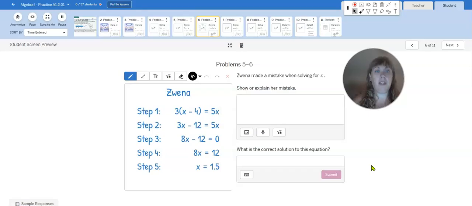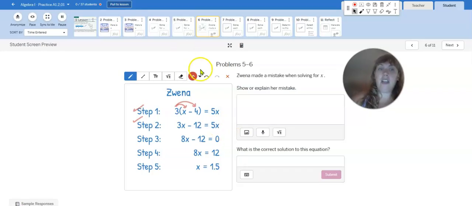Zuina made a mistake when solving for x. We're going to show or explain her mistake. So let's take a look. Step 1, we have 3 times x minus 4 equals 5x. So the first thing that it looks like they did was distribute this 3. 3 times x gets us that 3x. 3 times negative 4 gets us negative 12. And it still equals 5x. So far, step 2 and step 1 look good to me.